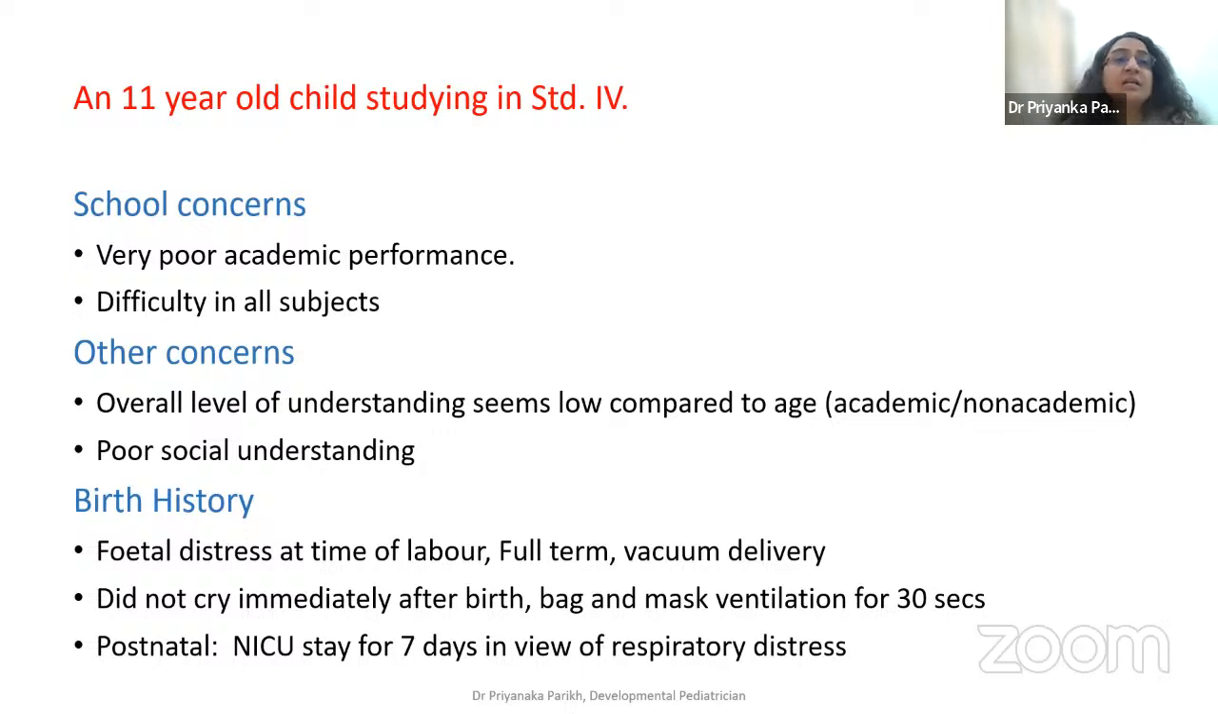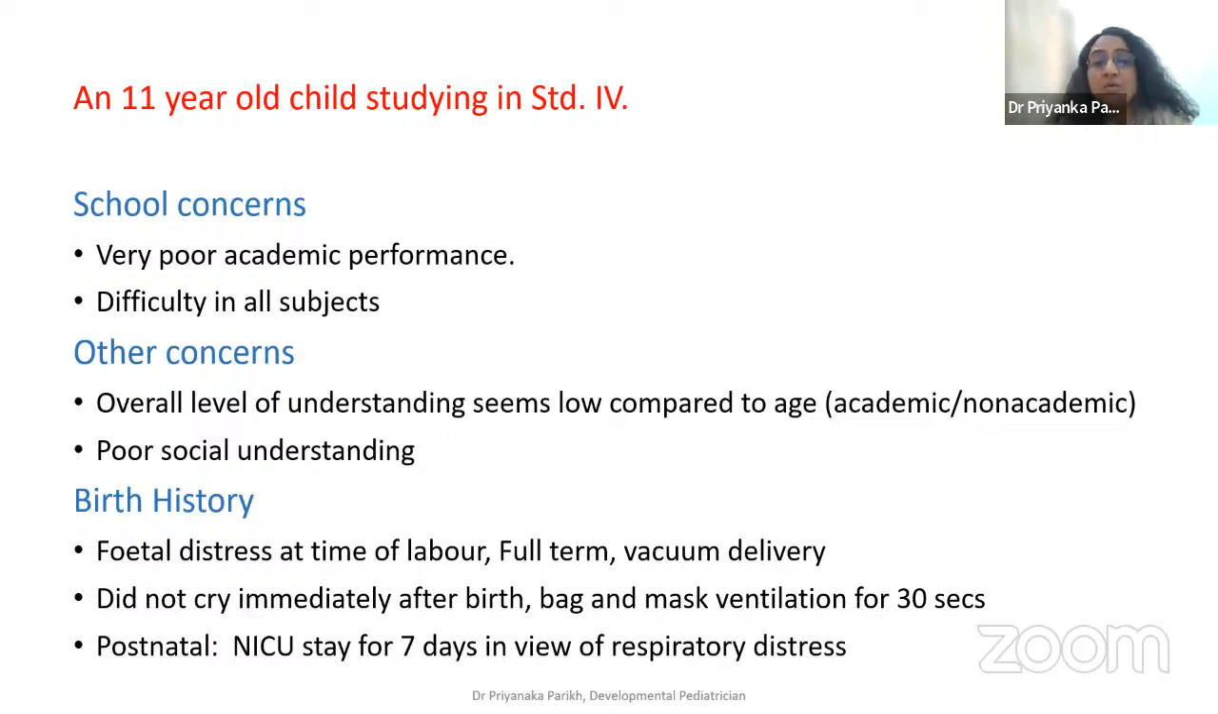Now this child comes with concerns of very poor academic performance, and the child has difficulty across all subjects. And not only does the child have difficulty with the academic work, but even in the non-academic tasks, parents say that overall the level of understanding seems to be low for age. Social understanding and behavior seem immature for age. Even the demeanor, the way the child interacts, you would find the child to be younger than the actual age. There is a poor social understanding, and the child also prefers to play with younger children compared to children of his or her age.